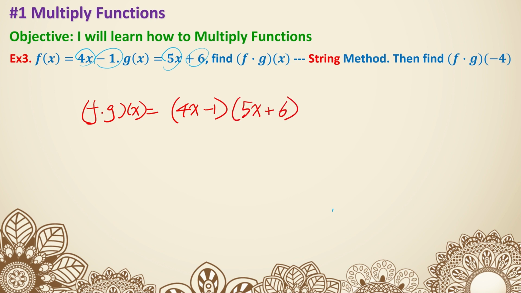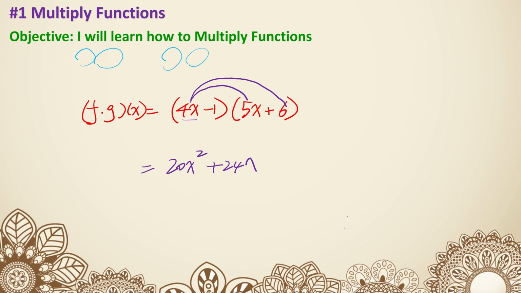So the second method is called the string method, which means we're going to draw some lines to actually indicate what is happening. So first, we need to make sure the first term in the first function multiplied with the first term in the second function. So 4x and the 5x are going to be connected. That's going to give us 20x squared. And then we're still going to stay on the first term from the first function to multiply it with the second term in the second function. So that's 4x times positive 6, which is a plus 24x.